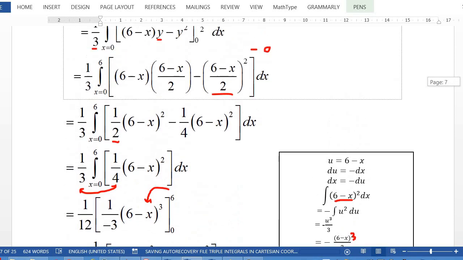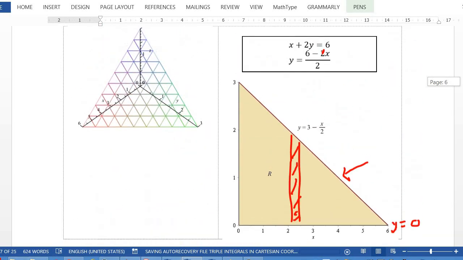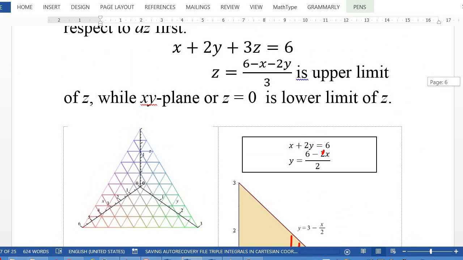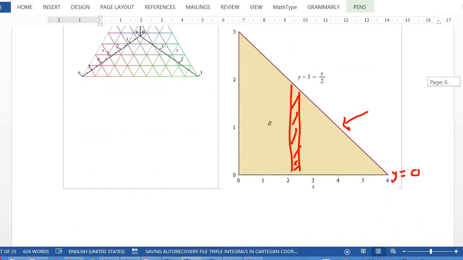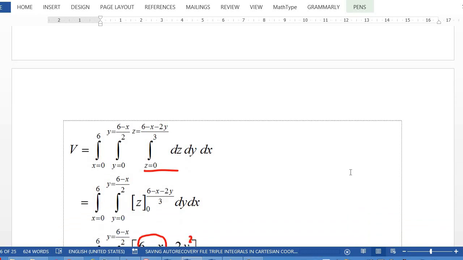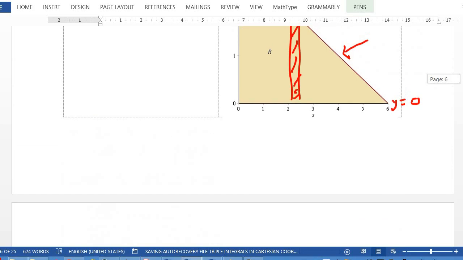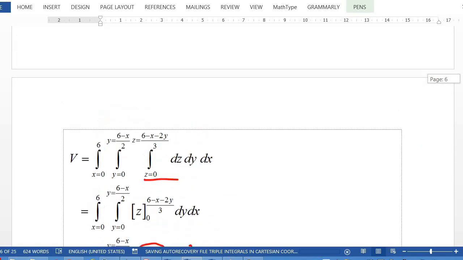Here I have shown how to solve this tetrahedron, which is bounded by the coordinate planes. I assume that the volume bounded by the tetrahedron is parallel with the z-axis. So I integrate with respect to z first, and then the region R, I prefer to use the vertical bar to sum it. That's why I use dy dx.